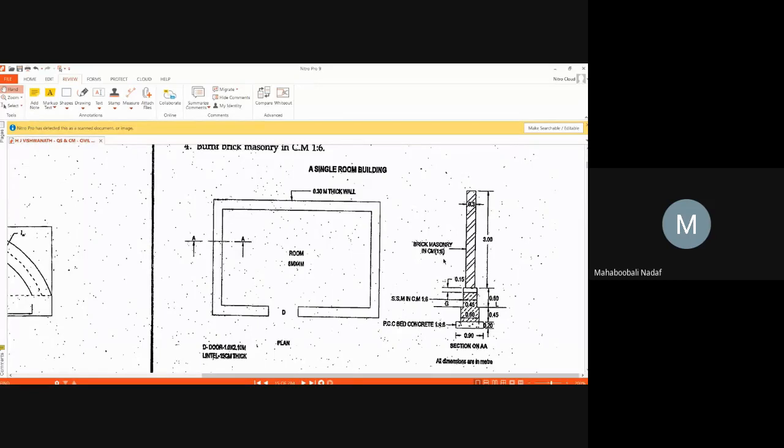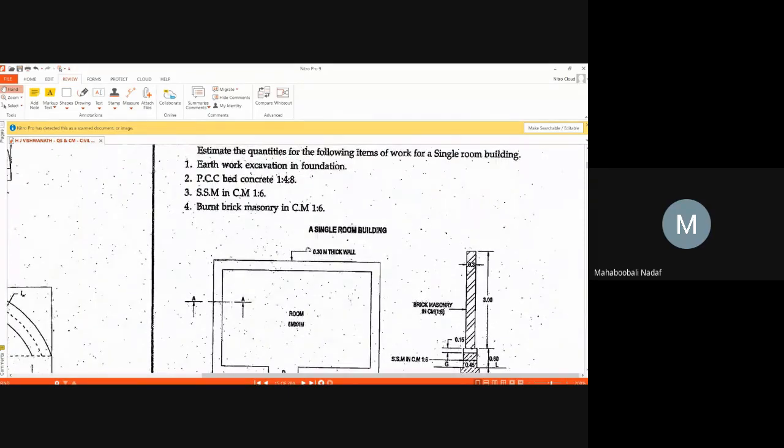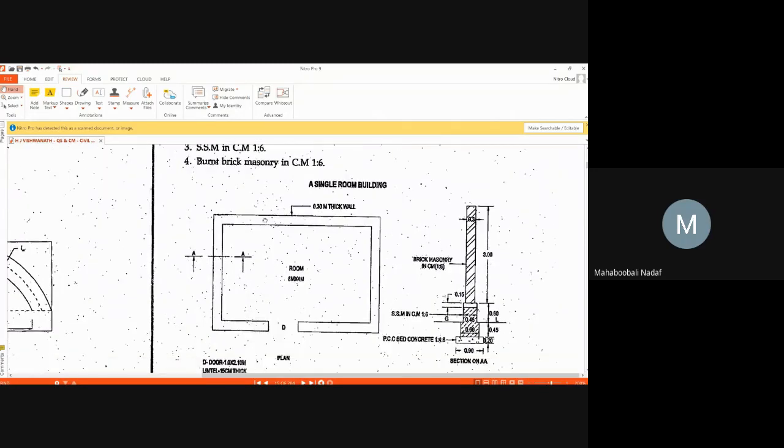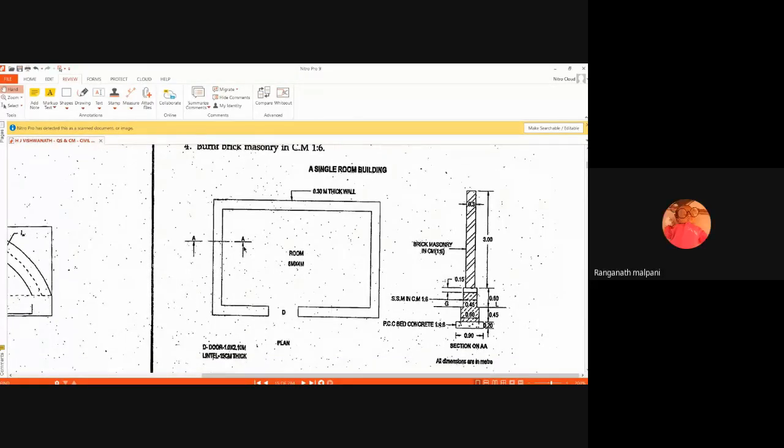Okay, 1:6. What is the total height of the brick wall? 3 meter. What is the width of the wall? 0.3 meter. So in this example, what they have asked us to calculate: earthwork, PCC bed, size stone masonry, burnt brick masonry. Those things are given in the cross section, and the distances have been given in the plan. Is that okay? Everyone? Yes, sir.